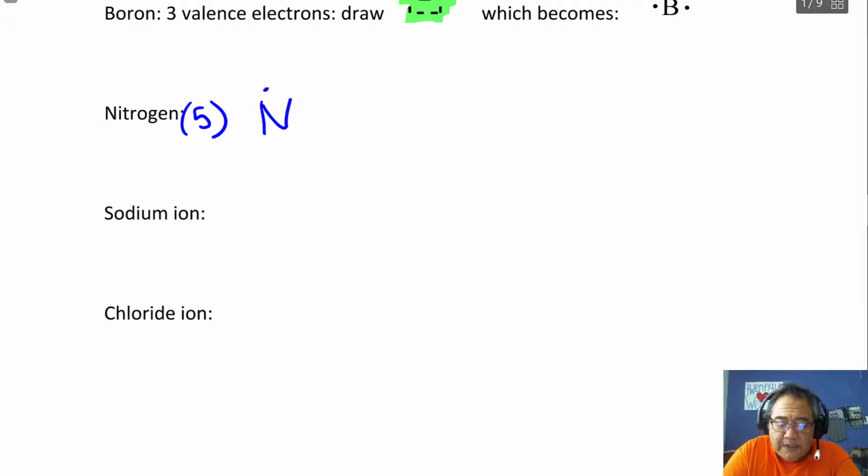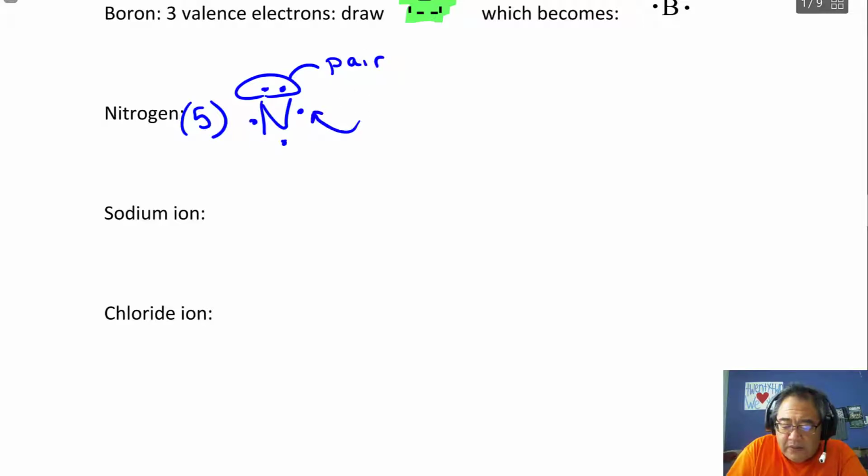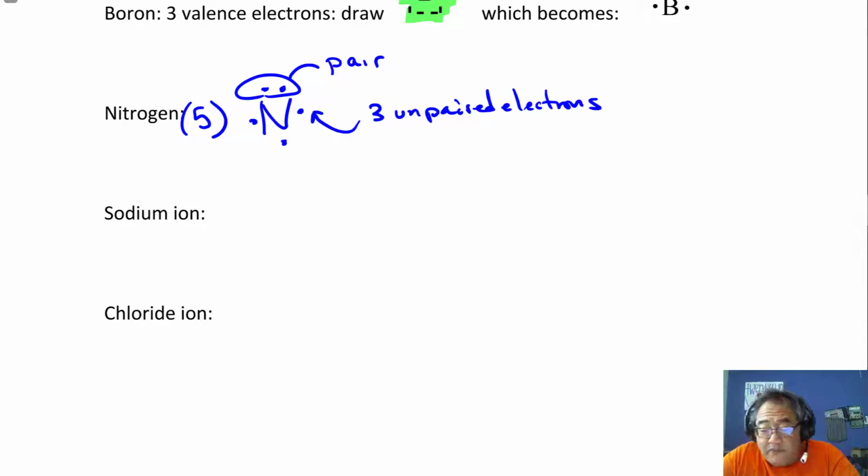So we're going to go 1. Now, it doesn't matter where you start. It doesn't matter if you go clockwise or counterclockwise. You could pair the first 2 if you can foresee that already. It doesn't really matter, but it's going to look something like this. What has to be true is that you have a pair of electrons, and then you have 3 unpaired electrons. So that's what you should end up with for nitrogen.